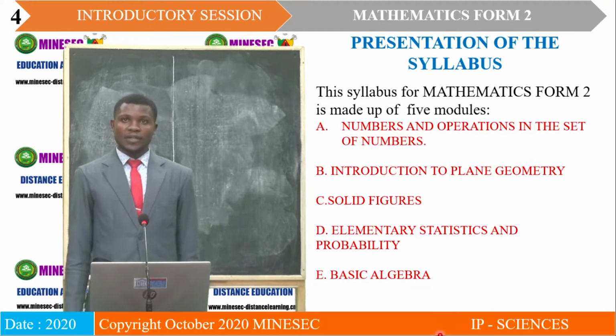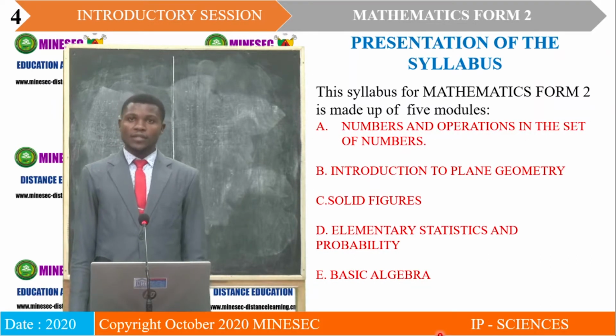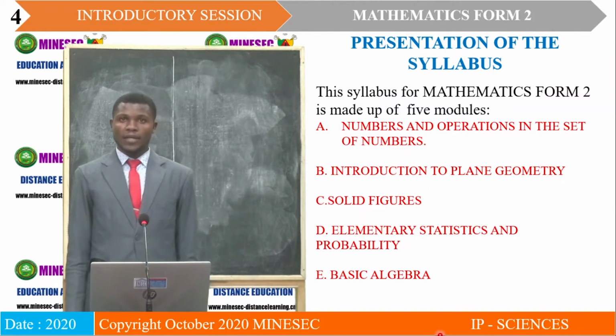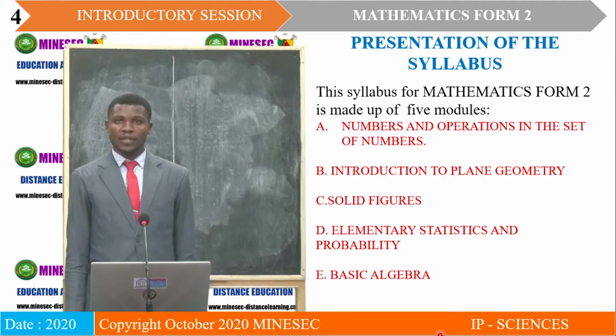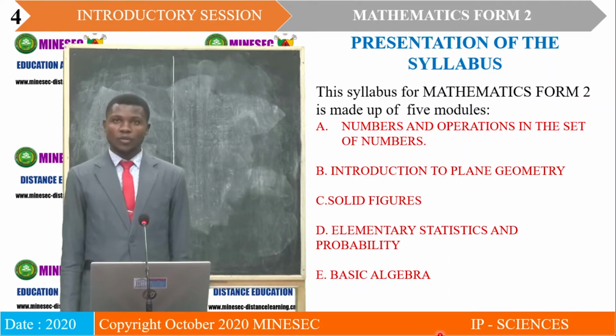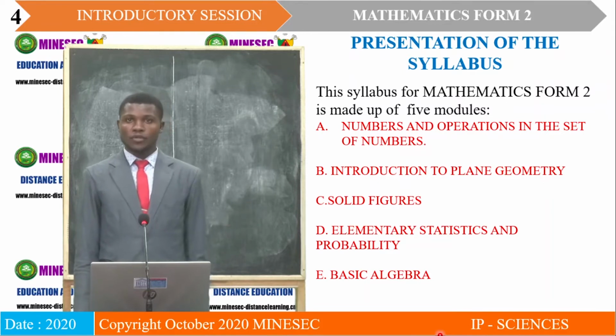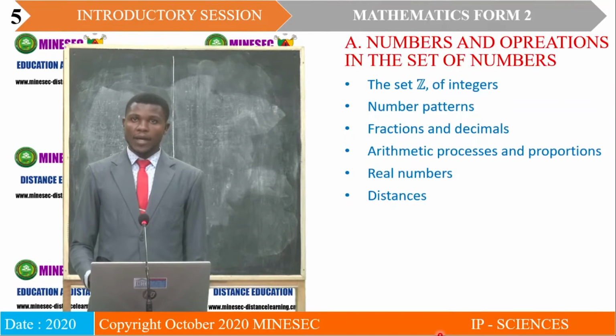In the presentation of the syllabus, this syllabus has 5 modules. The first module is numbers and operation in the set of numbers. The second module is introduction to plane geometry. And the third module is solid figures. The fourth is elementary statistics and probability. And the last module is basic algebra.